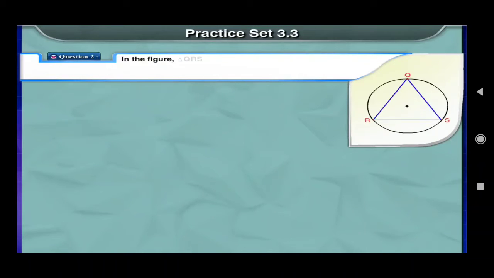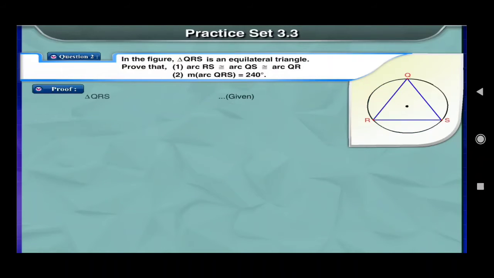In the figure, triangle QRS is an equilateral triangle. Prove that 1. Arc RS is congruent to arc QS is congruent to arc QR. And 2. Measure of arc QRS is equal to 240 degrees. Here's the proof. Given that triangle QRS is an equilateral triangle, therefore, segment QR is congruent to segment RS is congruent to segment QS, since they are the sides of an equilateral triangle.